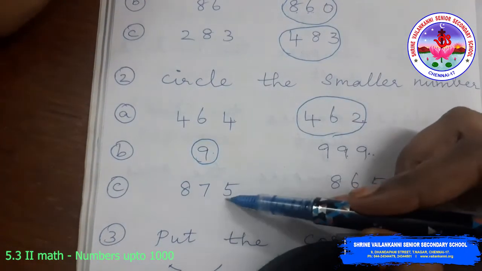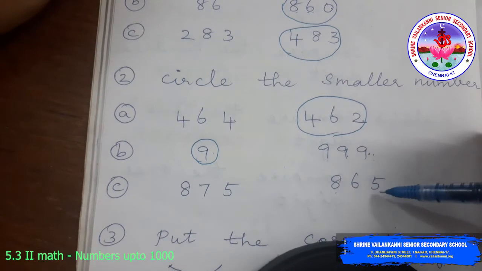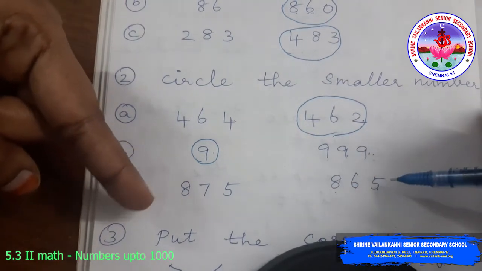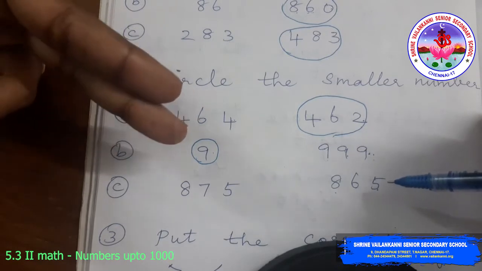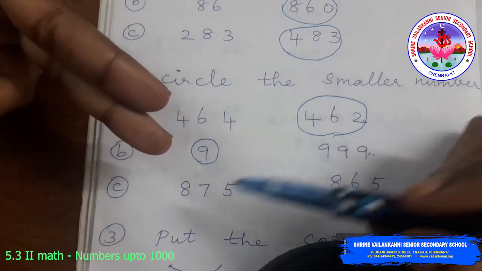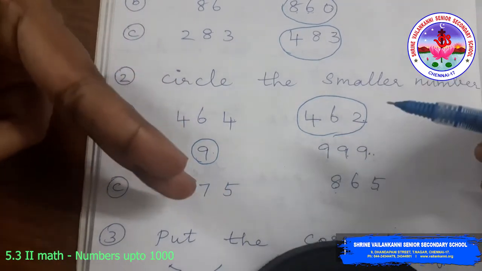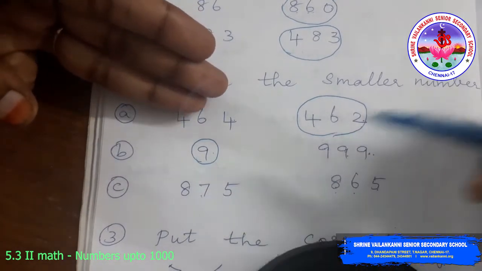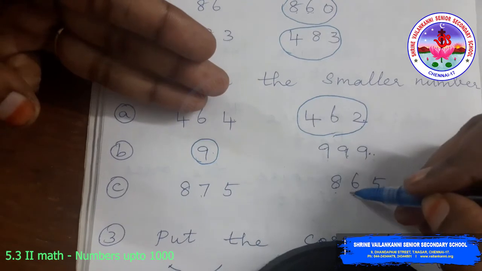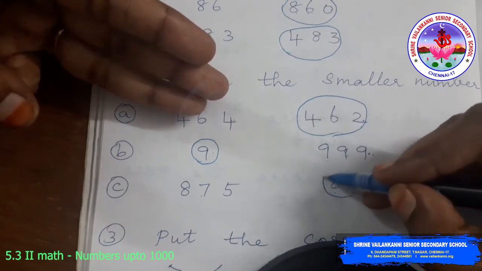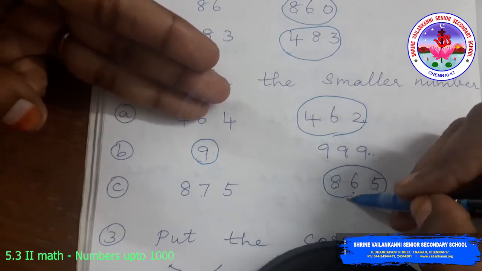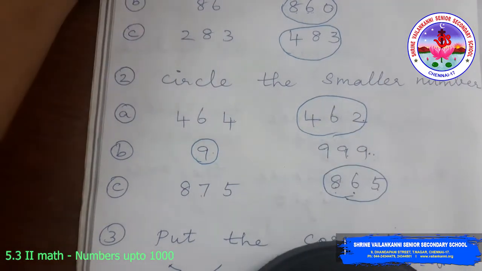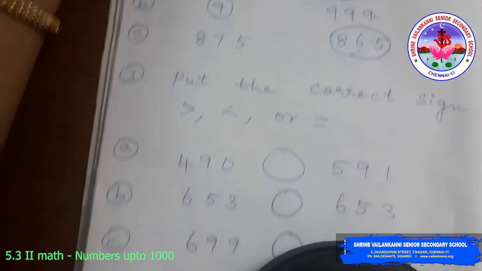Now, 875 and 865. Rule 1, number of digits, same. Digit in the hundreds place, same, 8 and 8. Now, digit in the tens place, 6 and 7. Which is smaller? 6. So 865 is smaller than 875.